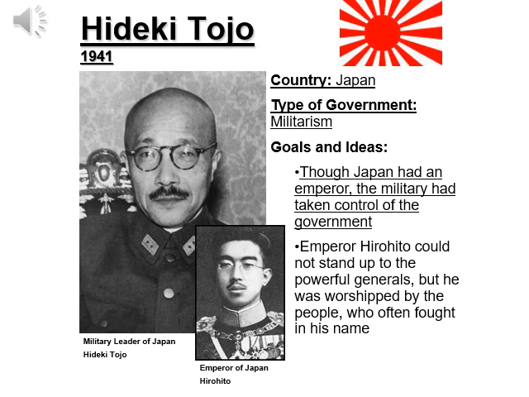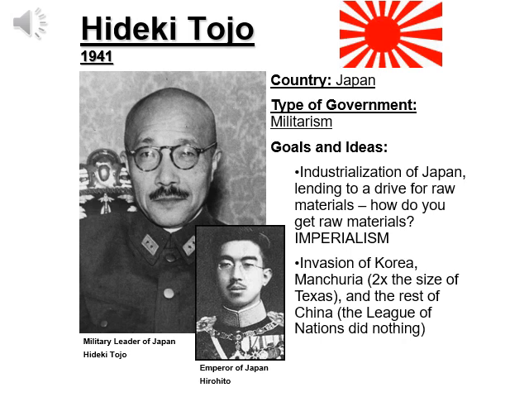Hirohito could not stand up to the powerful generals, but he was worshipped by the people who often fought in his name. So the people felt loyalty to the emperor, Hirohito, not the military leaders. Yet the military leaders, like Hideki Tojo, they actually controlled the politics and the government and the military of Japan. Hideki Tojo oversaw the industrialization of Japan, leading to a drive for raw materials.